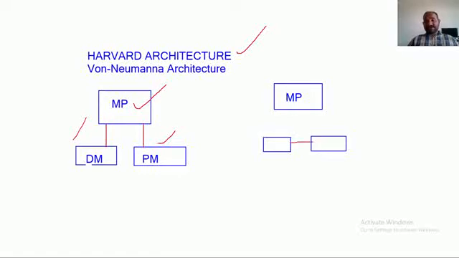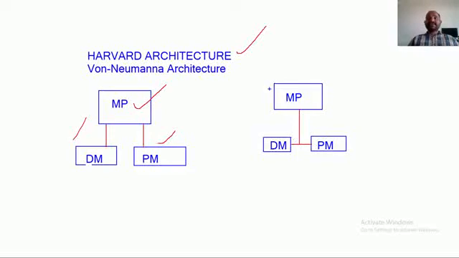I'm using the common bus for the program memory as well as the data memory, which means I don't have any separate bus. I have the common bus. I'm assuming this one is a data memory and this one is a program memory. One is the data memory, another one is the program memory. Here we have the common bus.